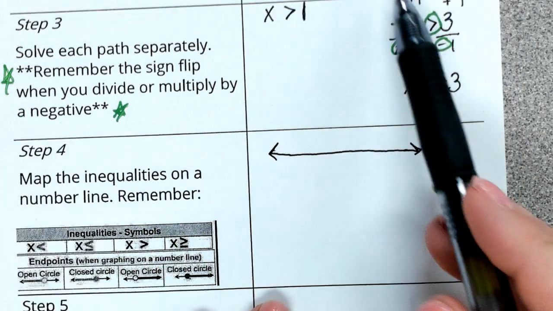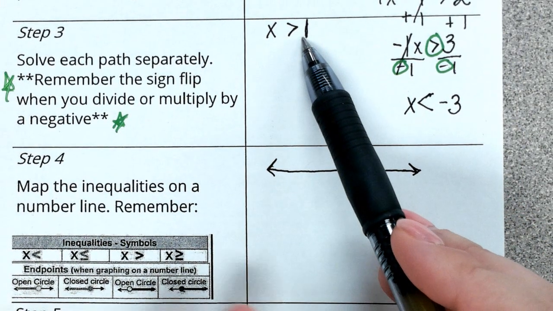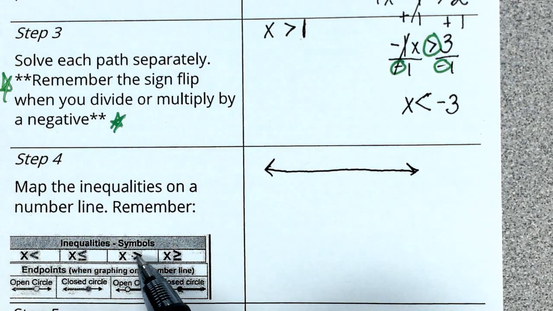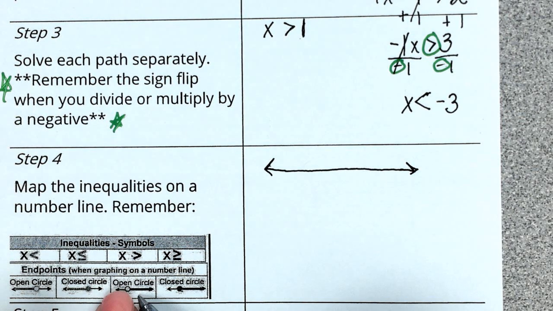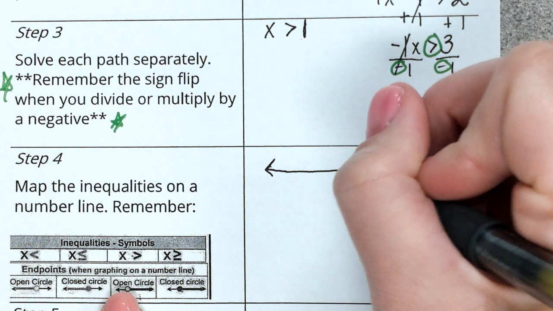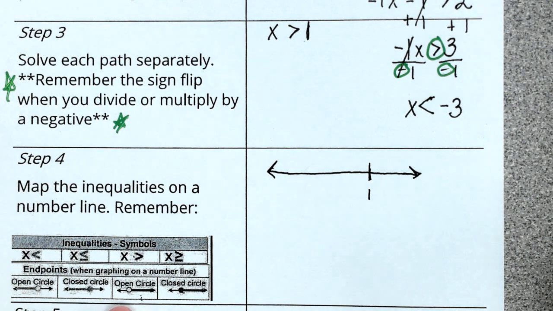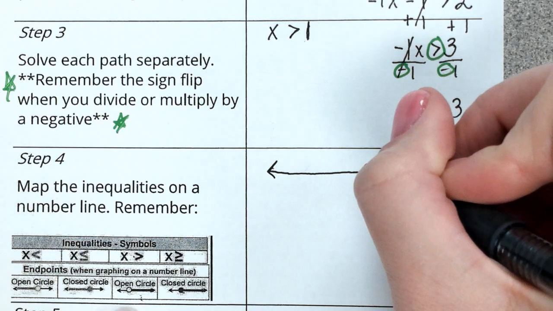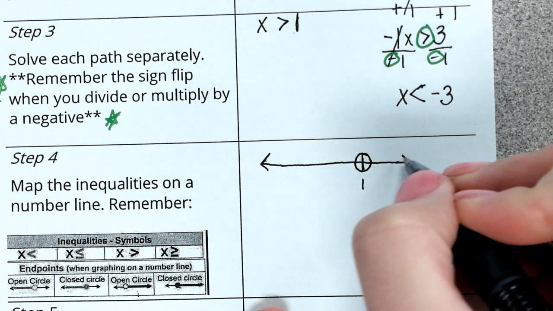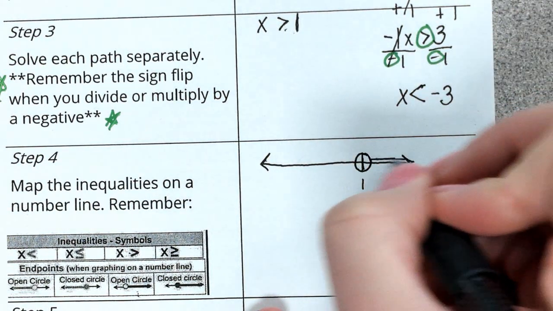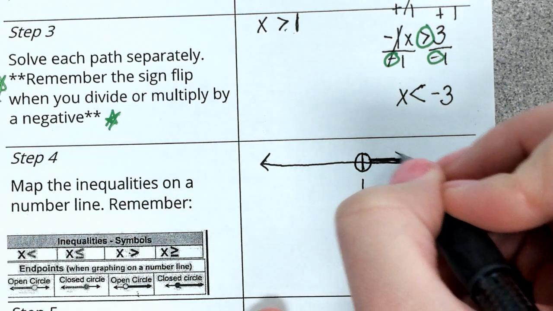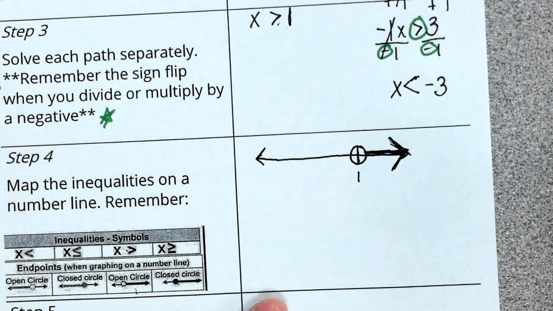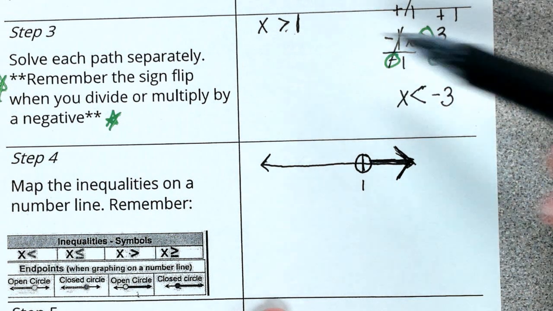Okay, so if I want to do x is greater than 1, so look here, greater than, open circle going to the right. So say I put 1 here. This would be an open circle going to the right, because x is greater than 1. Okay, so I'm mapping that one first.